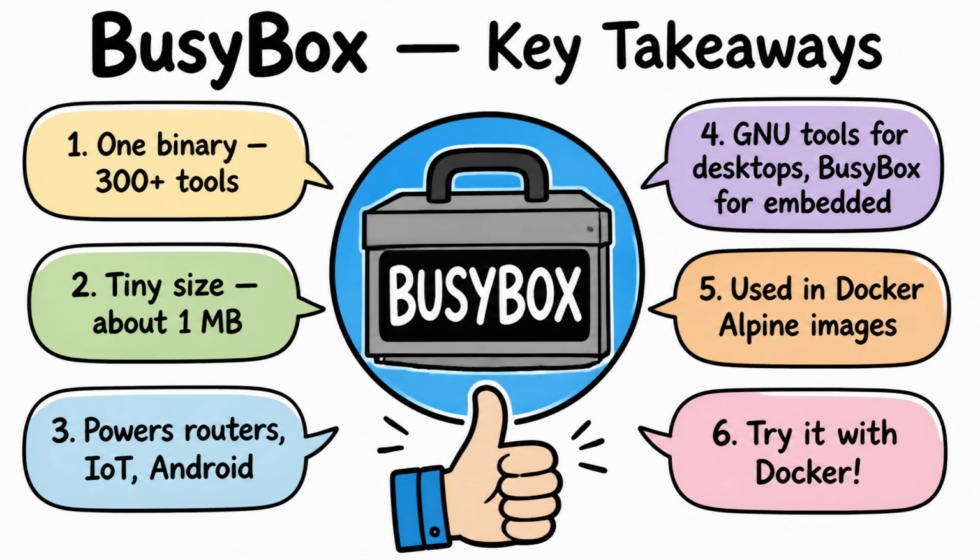Alright, let's bring it all together with a quick recap. Busybox is a single binary that packs over 300 Linux tools into roughly 1 megabyte. It's designed for embedded systems where storage and memory are extremely limited. It uses a clever symlink system, so each tool feels like its own command. When compared to GNU tools, Busybox trades advanced features for a dramatically smaller footprint. It powers routers, IoT devices, Android, and Docker Alpine containers. And you can try it yourself with a single Docker command.